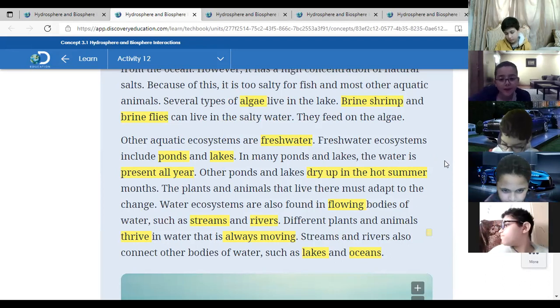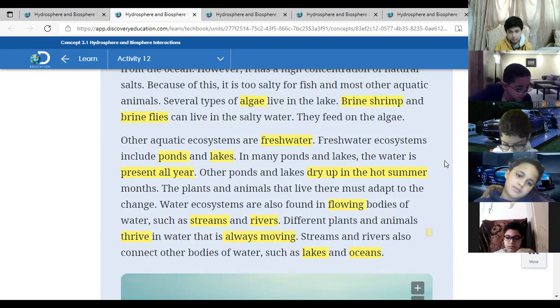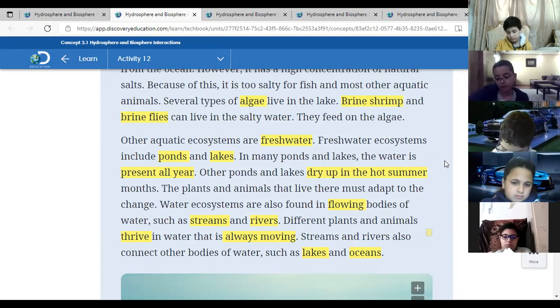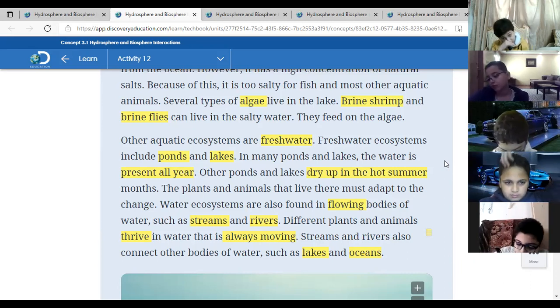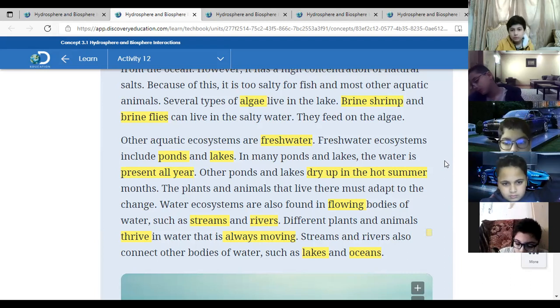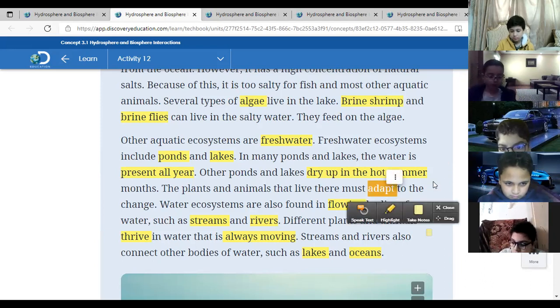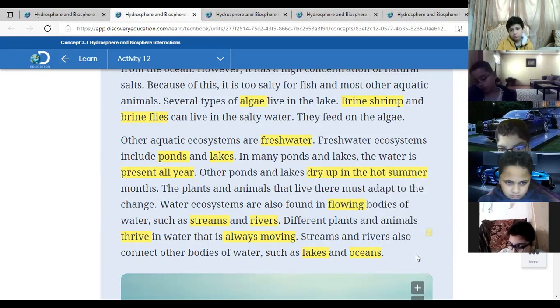Thank you. So in this paragraph, we talked about the ecosystems in fresh water. The most obvious examples of freshwater ecosystems are ponds and lakes. These ponds and lakes usually have water all the year, but sometimes in hot areas in summer, this water dries up. But there are some plants and animals that live there, so they must adapt to the change, or adapt to the lack of water, okay?